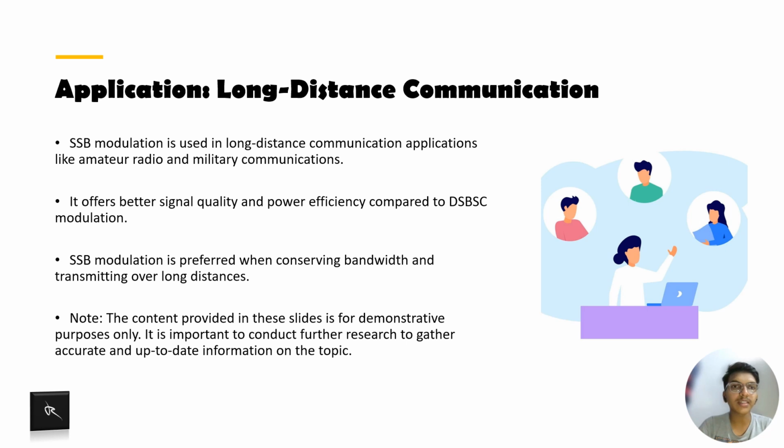Here are some of the applications of long distance communication. SSB modulation is used in long distance communication applications like amateur radio and military communications. It offers better signal quality and power efficiency compared to DSBSC modulation. SSB modulation is preferred when conserving bandwidth and transmitting over long distances.